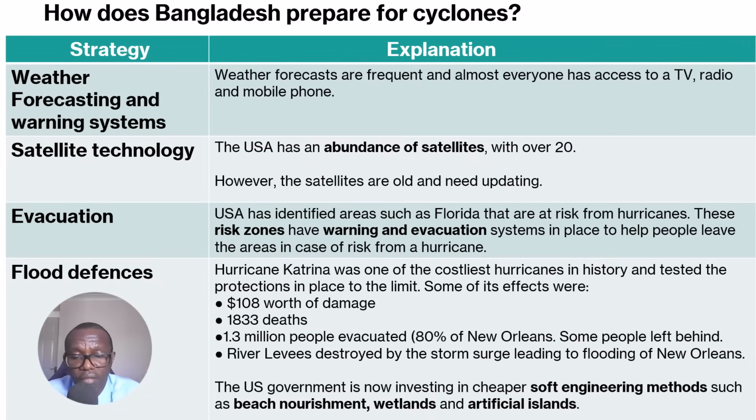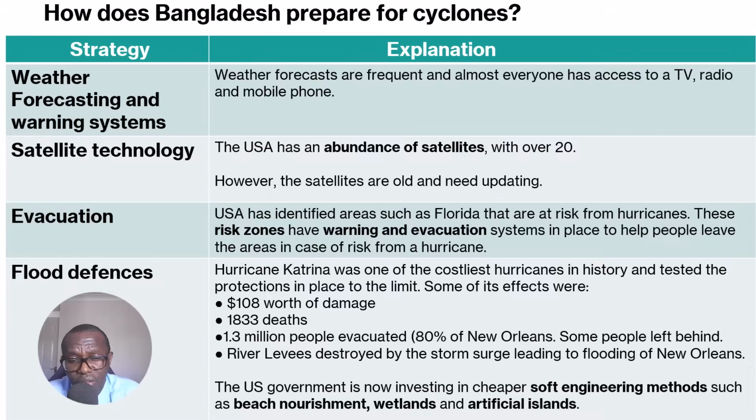Then in terms of evacuation, the USA has identified areas that are at risk from hurricanes, the ones that are considered to be risk zones. An example being Florida. And such areas have warning and evacuation systems in place to help people leave the areas in case there's a risk from a hurricane hitting the area. Then finally, we have flood defenses. Now, Hurricane Katrina was one of the costliest hurricanes in the history of the USA, and it really did test the protections that were in place to limit the damage from hurricanes.